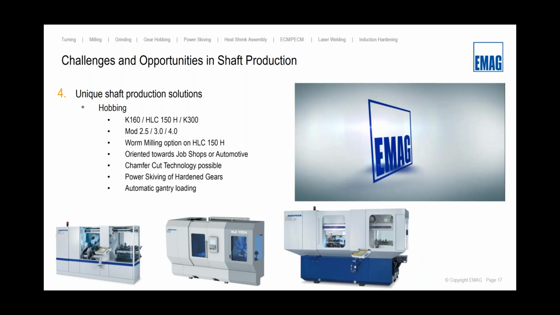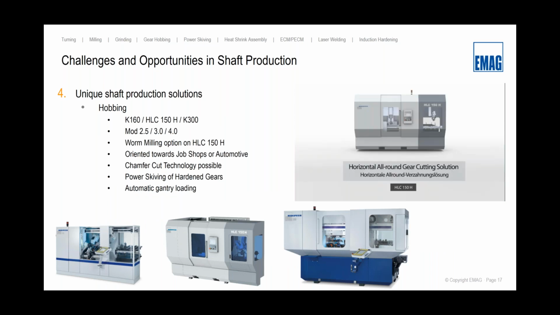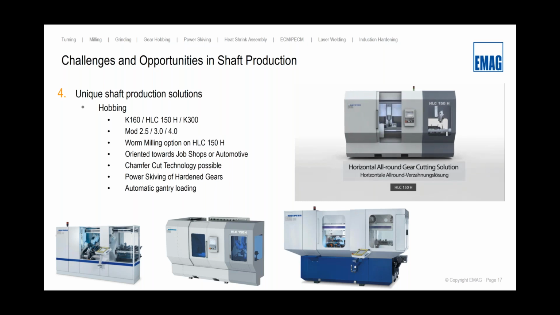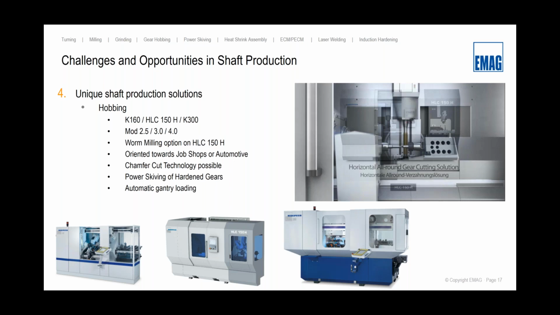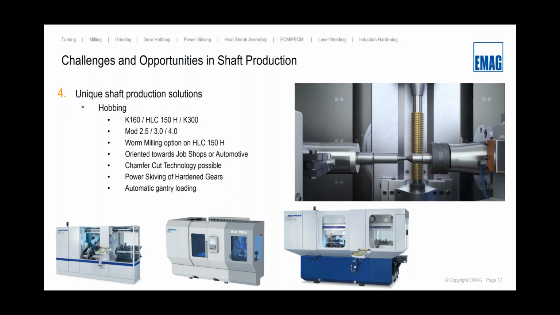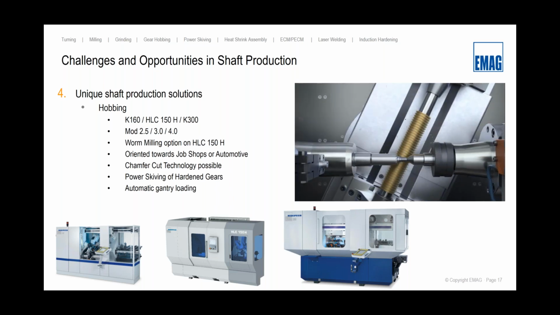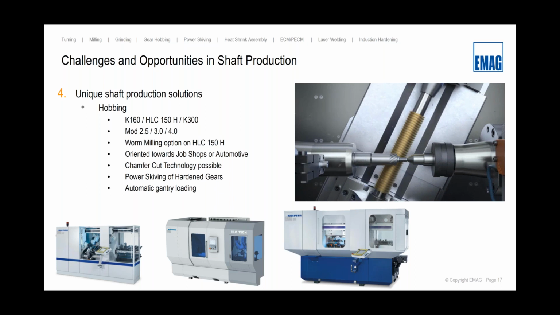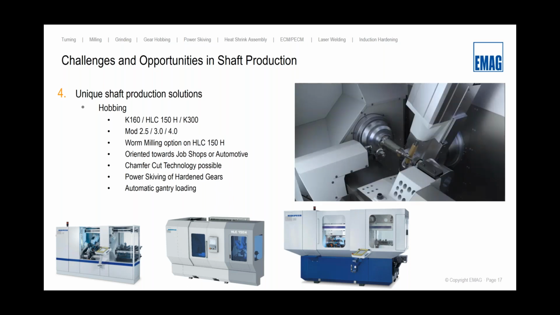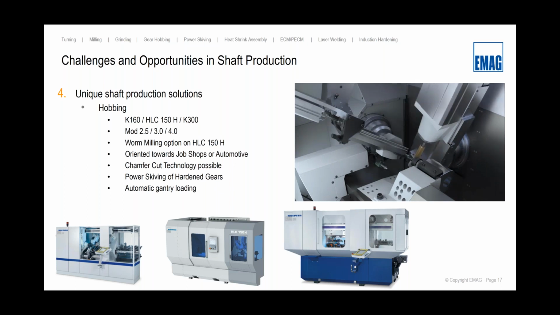So if we talk about hobbing, we have 3 shaft type machines, the K160, HLC 150, and the K300. This is one area where I'd say we really do a good job in job shops. Our hobbing solutions are used by those guys who have 12, 50 employees, smaller shops that have low volume and high product mix. It's just the way the machine is configured, very easy input of the parameters to get the machine up and running, and at the same time it offers the benefit of being able to load and unload itself, albeit with an integrated gantry, not the spindle directly.